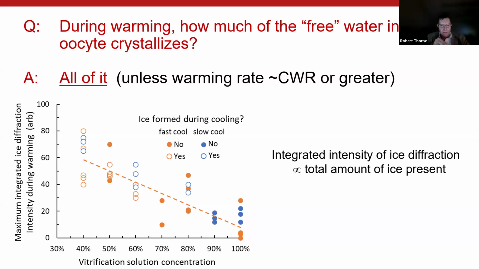This is showing you the ice diffraction intensity as a function of CPA concentration during warming. This is the maximum intensity of ice. And it goes up as you reduce the CPA concentration in roughly the right way to be consistent with the free water fraction in the cells.